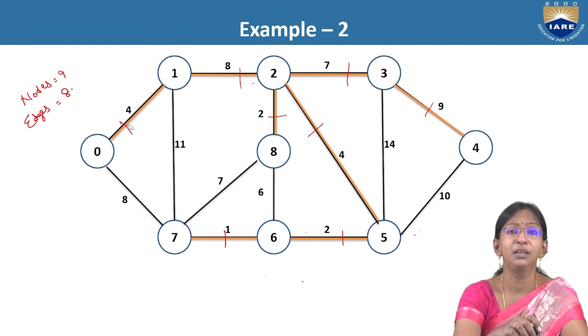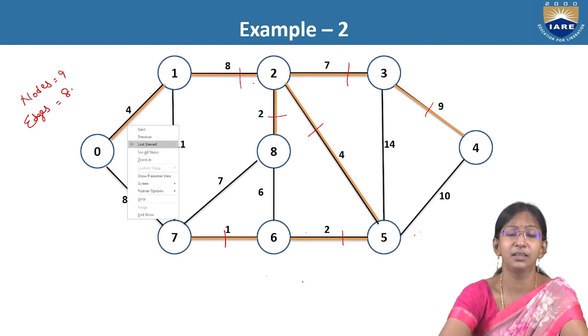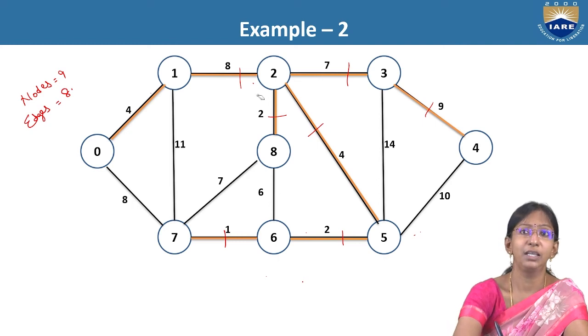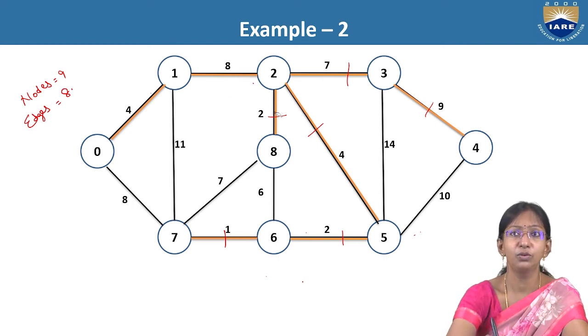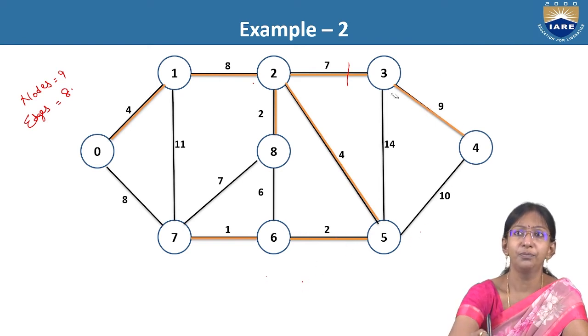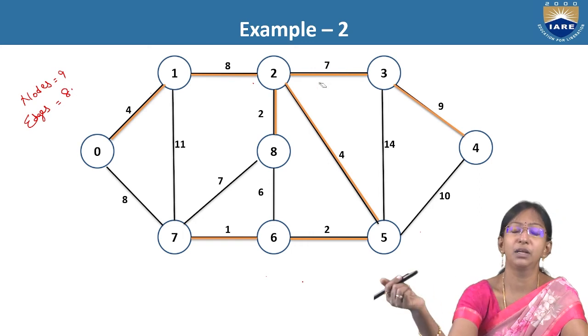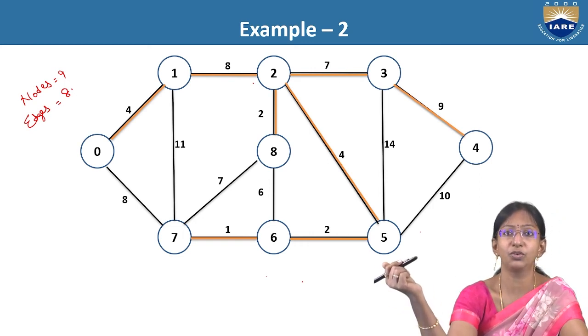If there are n number of nodes, n minus 1 number of edges will be there, right? So here there are 9 nodes, so 8 edges are there, and the construction of the minimum spanning tree using Prim's algorithm is complete.